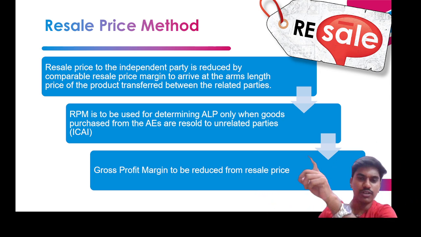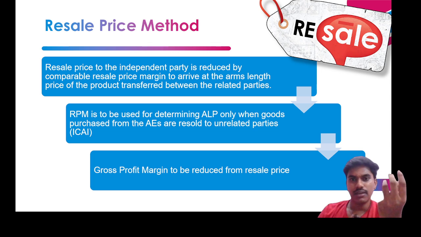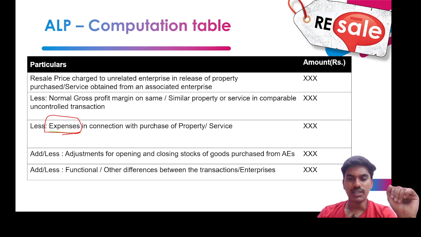When a sale is to a third party, that is at arm's length without doubt. So if I reduce from that sale a normal gross profit margin and all the other expenses, I am going to get a normal arm's length price for the purchase. We arrive at that figure as a balancing figure, nothing more than that, right? So that is in relation to the resale price method.